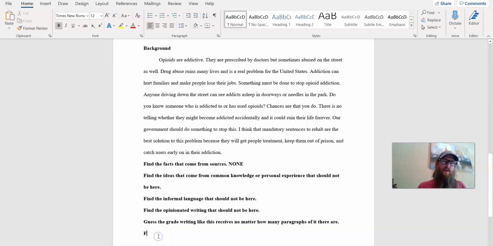Guess the grade writing like this receives, no matter how many paragraphs of it there are. Yes, it will fail. Please note, there are no grammatical errors here. At least I don't think they are. There are. I wrote it in a hurry. You might be able to find one. But the point is, it's fairly well written, but it doesn't follow any of the assignment directions, doesn't deliver any pertinent facts, and so it must fail, right?